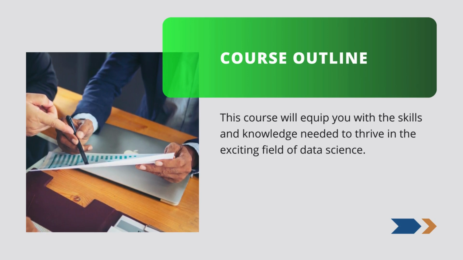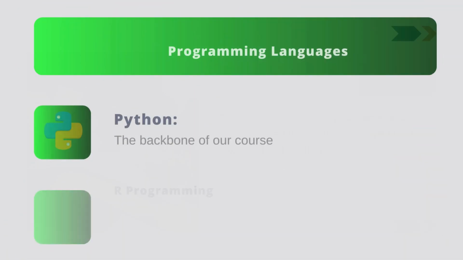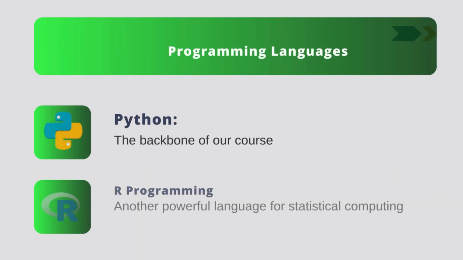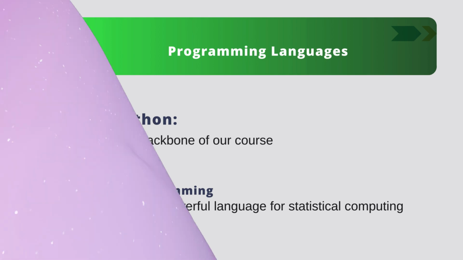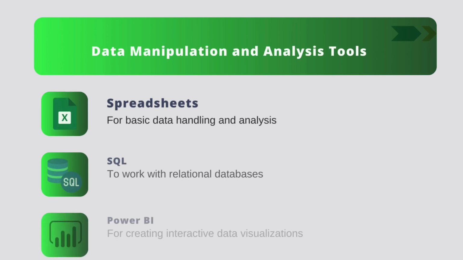Now that you understand the significance of learning data science, in this series we are going to cover several programming languages. We are going to begin with Python, which is the backbone of the course. And then we shall also learn R. This is also another powerful language for statistical computing. And then we shall also learn data manipulation and analysis. And the tools that we'll be using is spreadsheets. Spreadsheets we shall use for basic data handling and analysis.